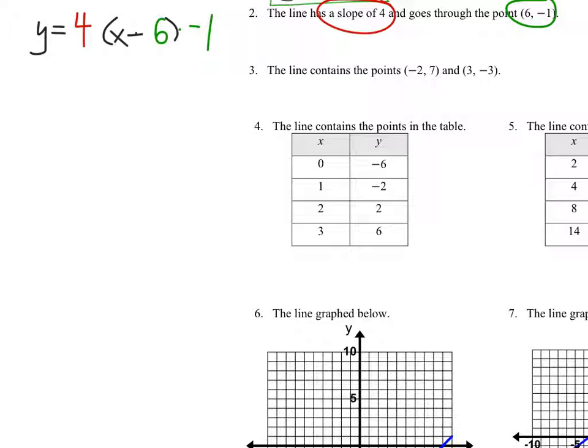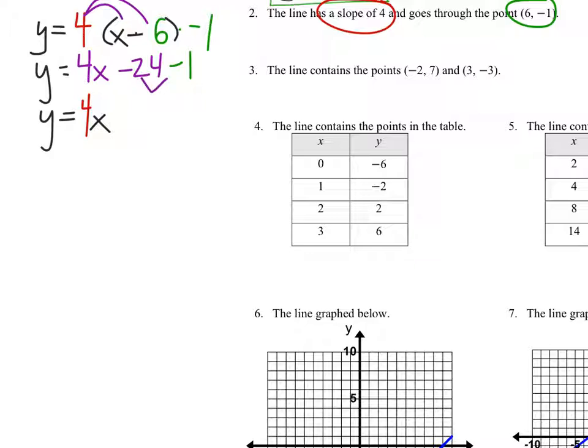First by distributing the 4. So that would give us 4x minus 24. And of course we still got the -1, so y equals this stuff. So y ends up equaling 4x, and then -24 minus 1 is -25. That is the equation for number 2.